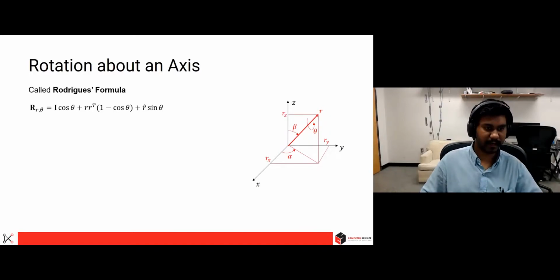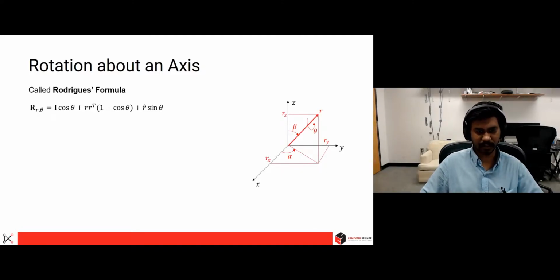So the rotation matrix obtained by rotating about a vector r in the anticlockwise direction by an angle theta is given by an identity matrix of the same size, in this case 3 by 3, times cosine theta, plus r r transpose times (1 minus cos theta), plus r hat times sine theta. You might be thinking, what exactly is theta?